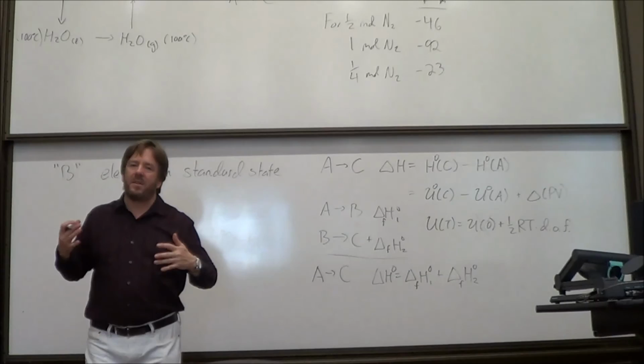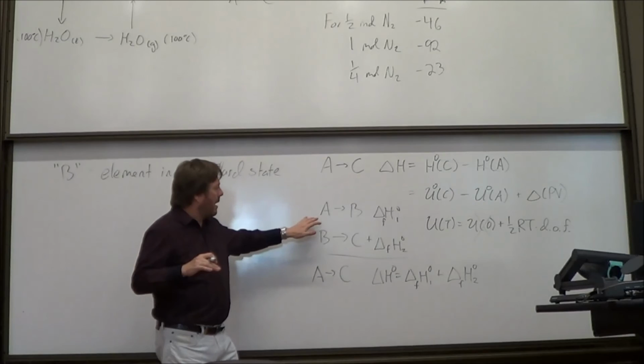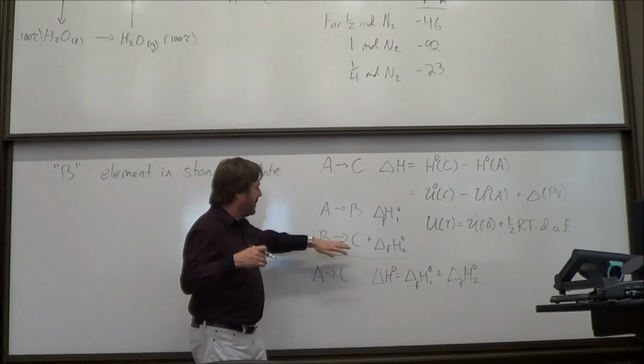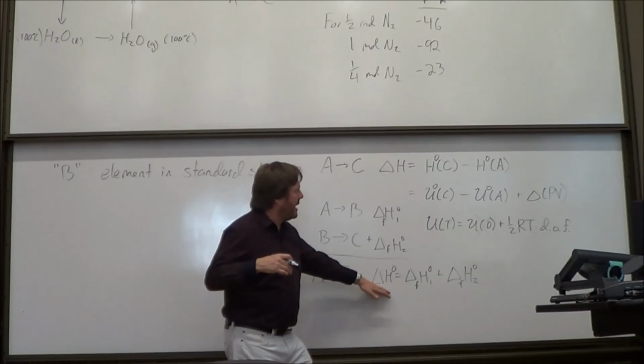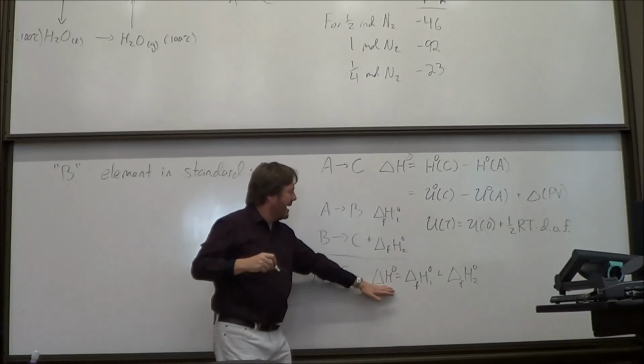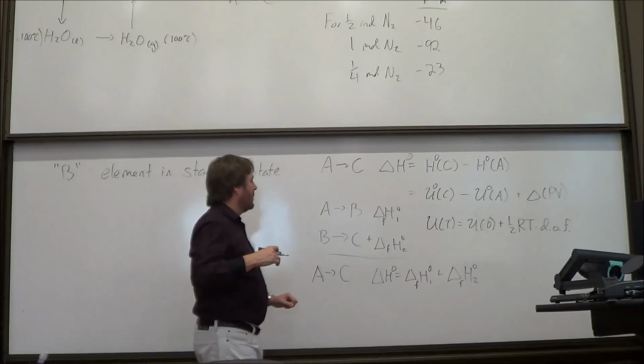And then if I do that with everything, so I know what these formation H's are for A's and C's, because they're made from their elements, from B's, then I can add them together and get the delta H that I would have measured this way. These are the same thing. It's just that this is much easier to measure. This is actually shockingly easy to measure. Now, another reason this works is that everything is relative.